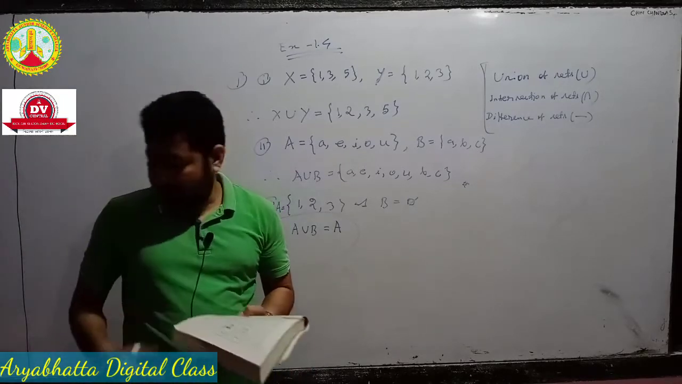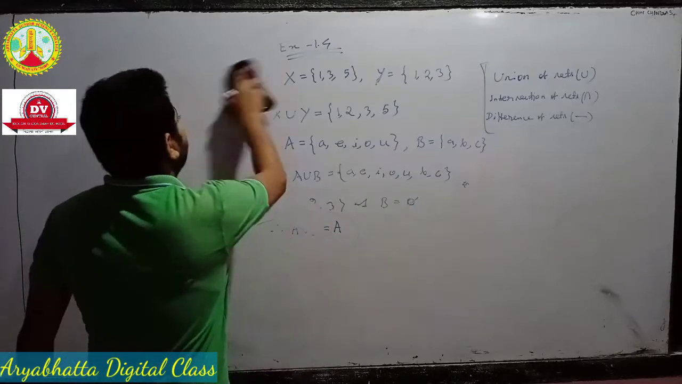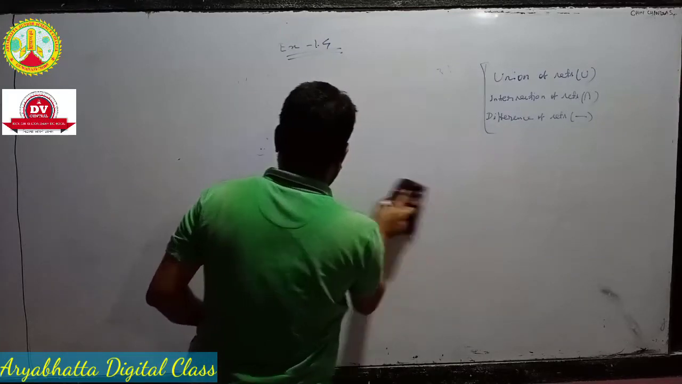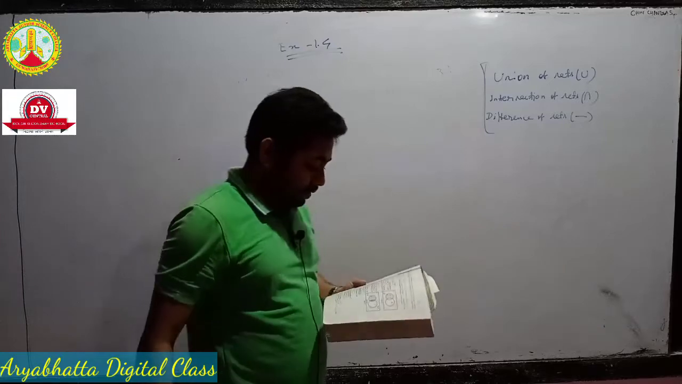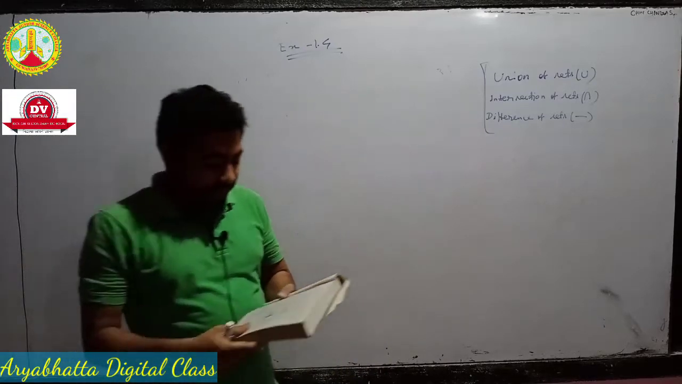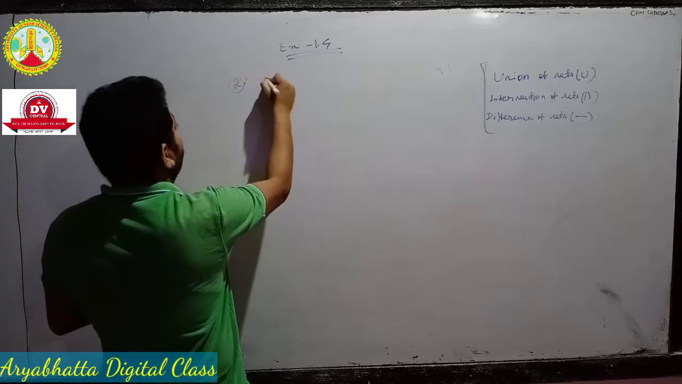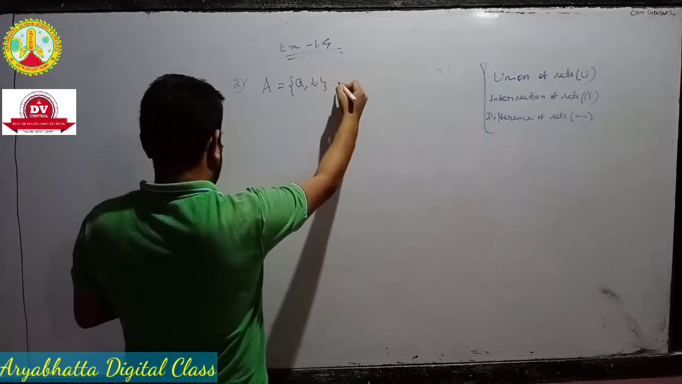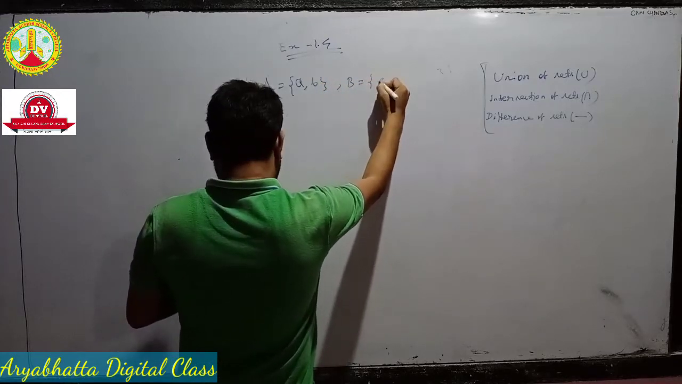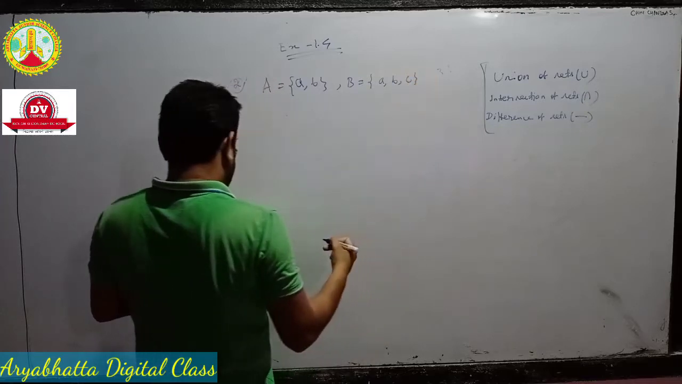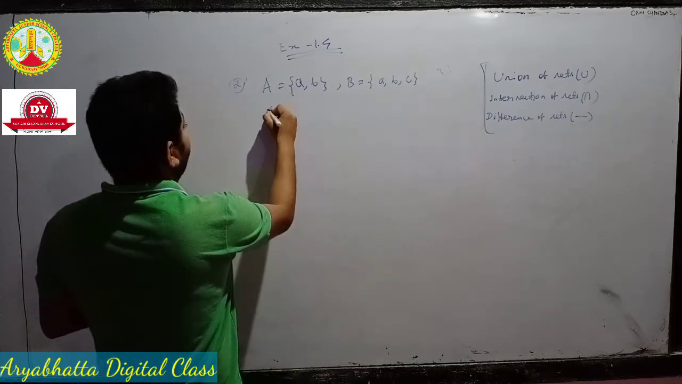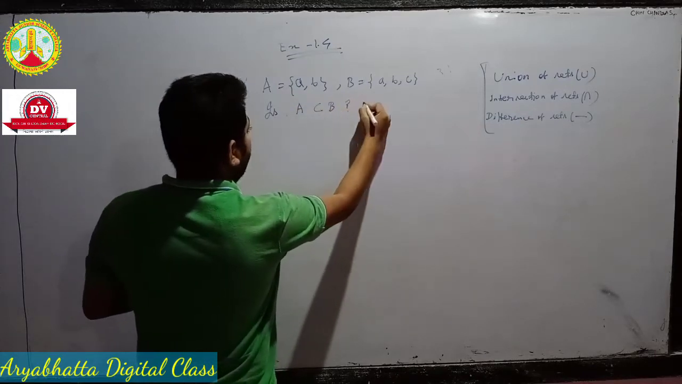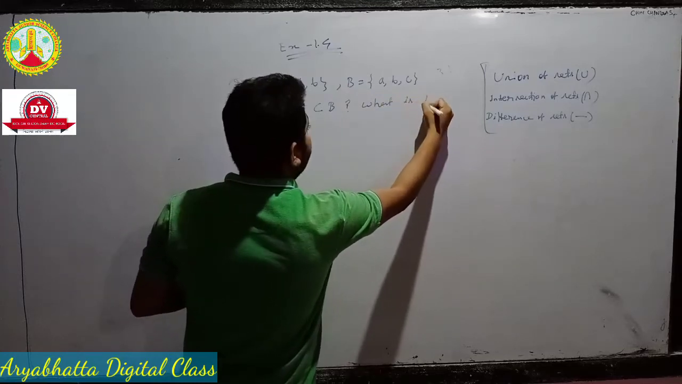Next, number 2. Let A equal {a, b}. A is a set of the elements a, b, and B is a set of the elements a, b, c. Is A a subset of B? Is A a proper subset of B? What is A union B?